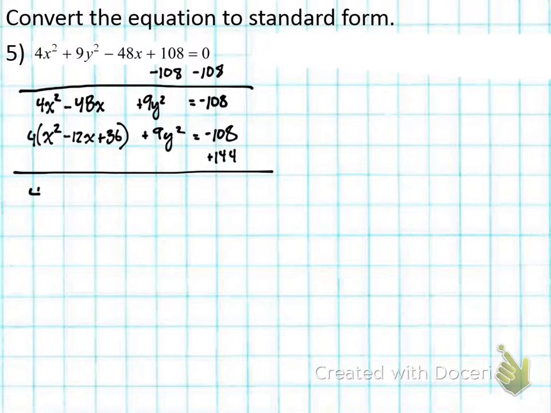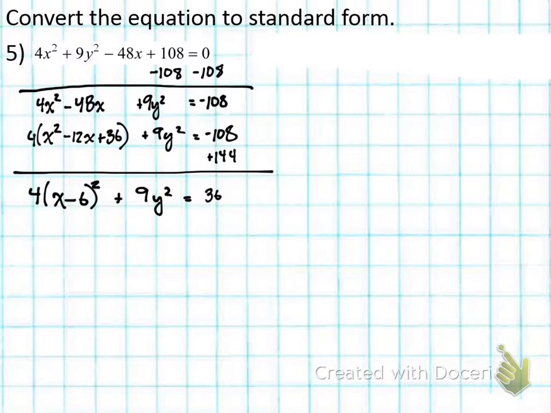So bring down the 4, and then we could bring down the factored form, which is square root of x squared is x, half of negative 12 is 6. Okay, bring down the 9, and while I'm at it, I'm going to put 9y squared. Negative 108 plus 144 is 36. Looking at my coefficients in front of the x and the y's, are they the same or different? They're different. Today they're all going to be different. Since they're different, we're going to assume it's an ellipse.